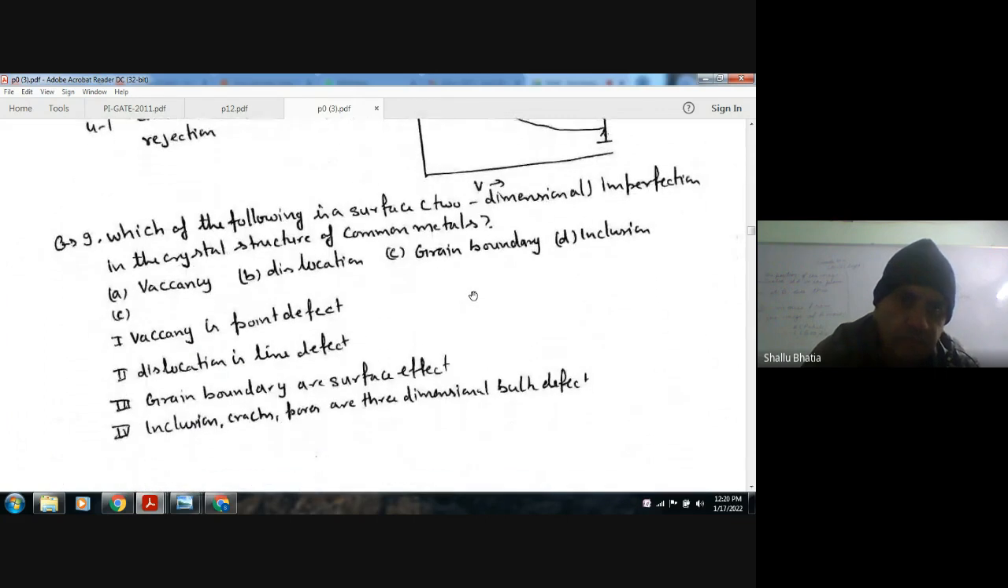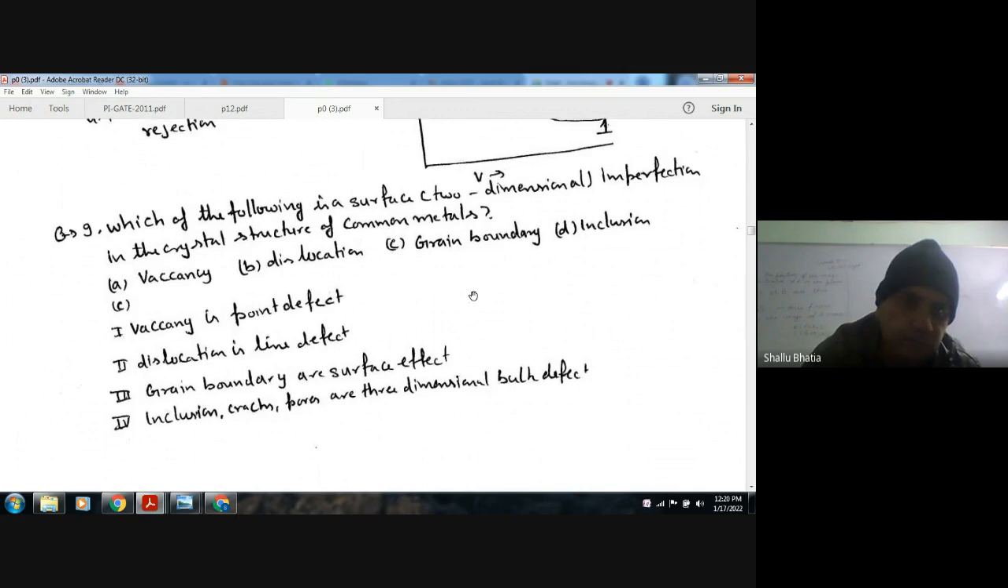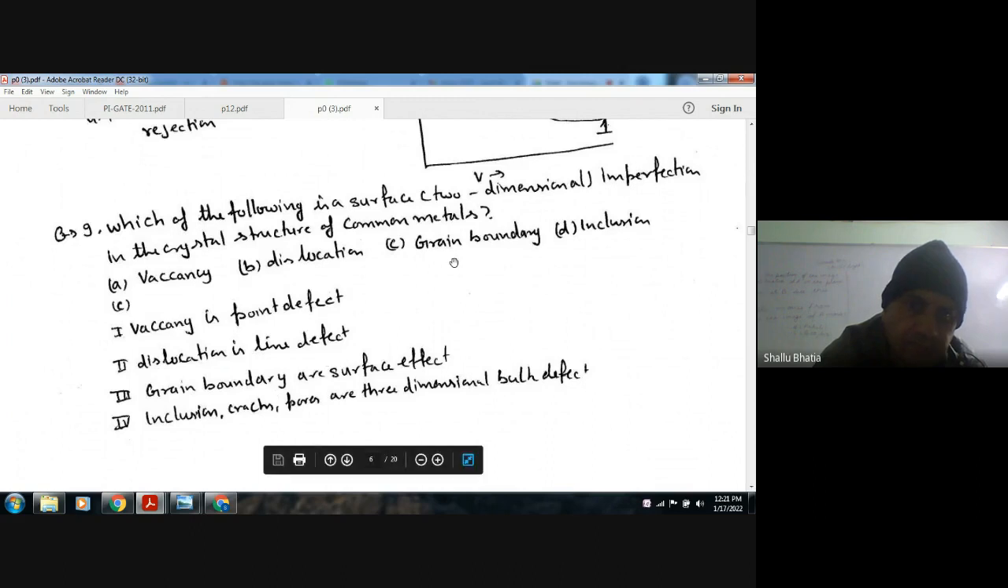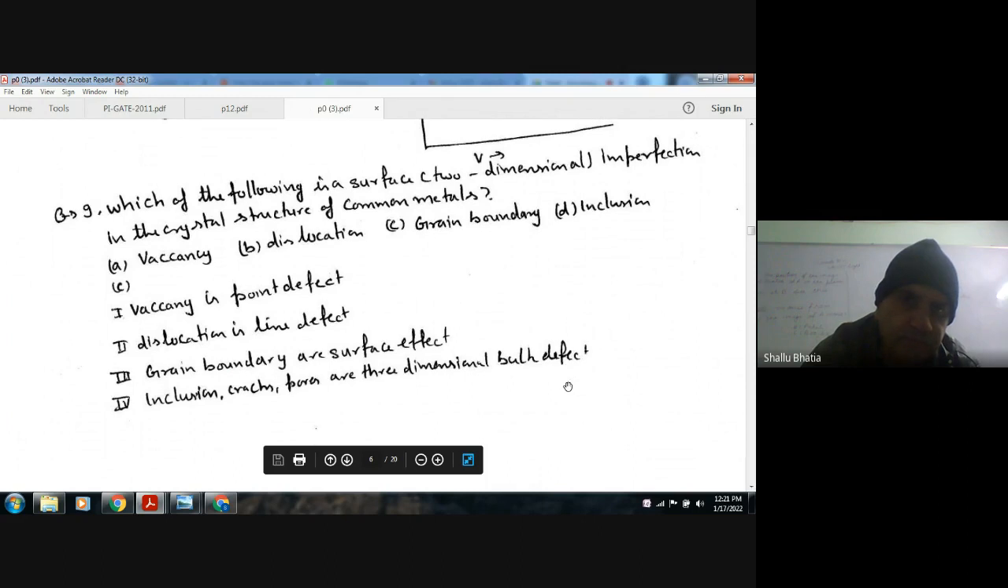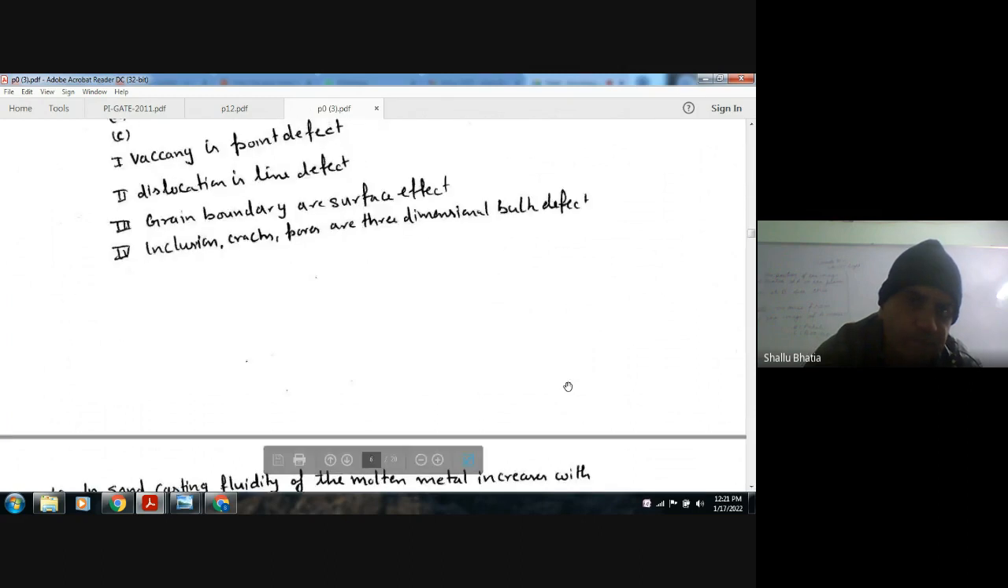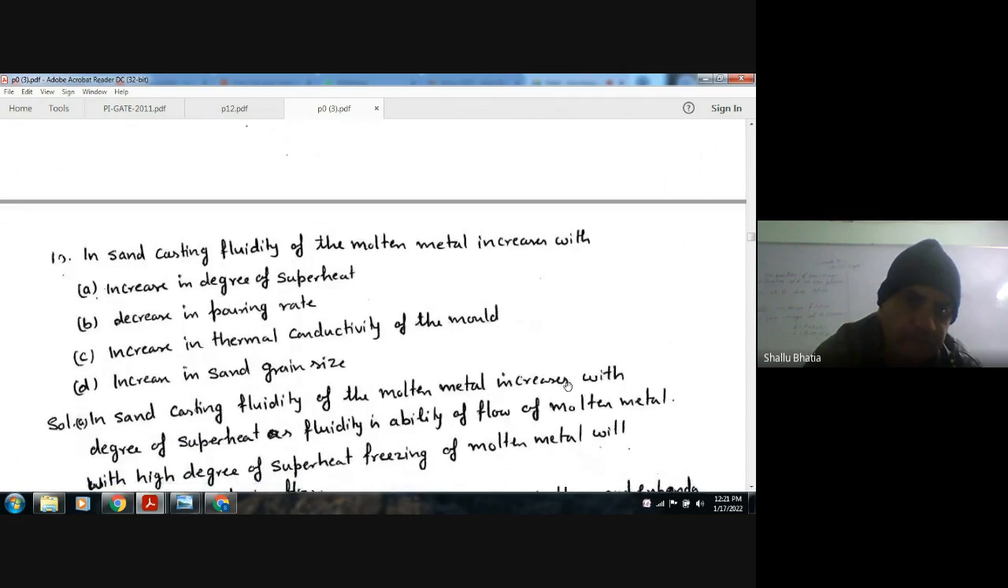Next, which of the following is a surface two-dimensional imperfection in the crystal structure of common metal? So vacancy is your point defect, dislocation is your line defect, and grain boundaries are surface defects. So answer is C. Inclusions, cracks, pores are three-dimensional defects. Okay. So answer is your C.